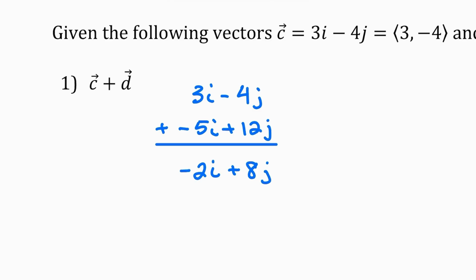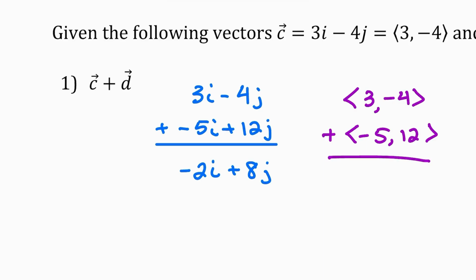If you don't like that, you could also do it in the component form, where you can do 3 comma negative 4. You can do negative 5 comma 12. Add those up and get the exact same thing of negative 2 comma 8. The only thing you cannot do is combine these two together. I have a lot of students in the past that either put i's and j's inside of the chevrons, or they don't include the i's and j's in the sum of two components. So just make sure that those two are completely different. You need to keep them separate. There are no commas in the ij form, and there's no i's and j's in the component form.